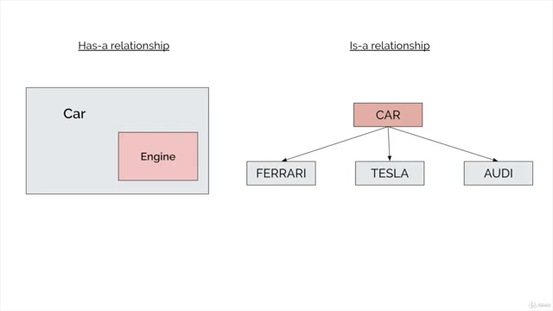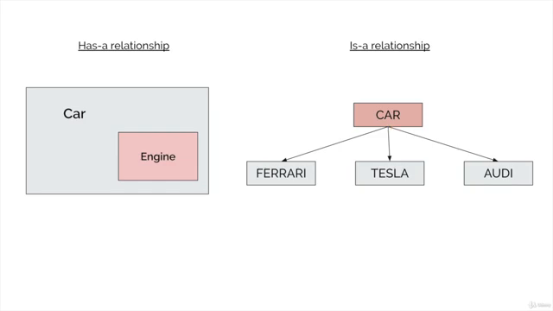But the relationship between car and engine is of has-a type. Car has an engine. Car is not a type of engine and engine is not a type of car. This sort of relationship is known as the has-a relationship, and this example or diagram perfectly represents it. Here you can see that the engine is within the car, but over here Ferrari, Tesla and Audi are types of cars. So this is the has-a relationship.